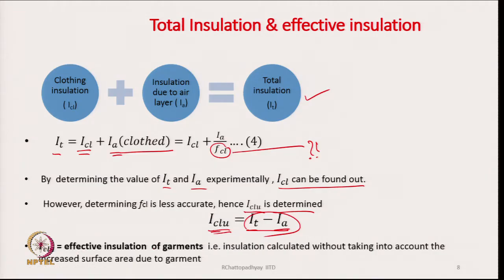I clue therefore is called effective insulation of garments, that is, insulation calculated without taking into account the increased surface area due to garment. That means I am not considering FCL. FCL is basically indicating the increased surface area due to the clothing. So, if you ignore that, then whatever value of the clothing that I calculate, knowing the value of total clothing resistance I T and only the air layer resistance I A, the difference between these two will give you the resistance of the clothing, and that will be known as I clue value.